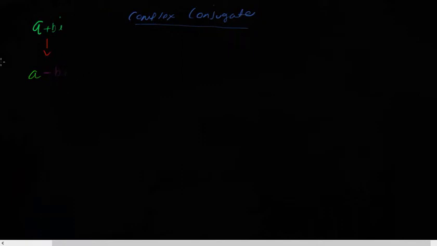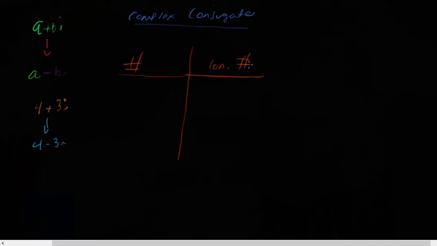Okay, let's look at another one here. The complex conjugate of 4 plus 3i is basically saying this, 4 minus 3i. So all you're doing when finding a complex conjugate is just changing the sign of the imaginary part, which is this part here of your complex number, okay? So let's get a chart going here. Let's say this is the number and this is the conjugate number, okay?